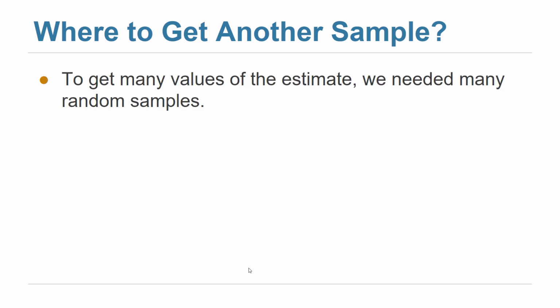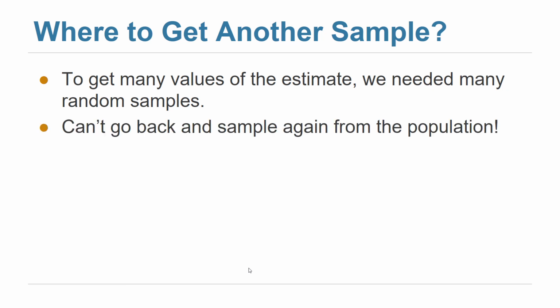The problem is that we need to know where or how we can get another sample. Remember that we started with a sample, and we said that to get a sense of how variable the estimate from that sample can be, let's get more samples. So to get many values of the estimate, we needed many random samples. Why is that a problem? It's a problem because we can't go back and sample again from the population. It is very time consuming, and it is also expensive in terms of money.